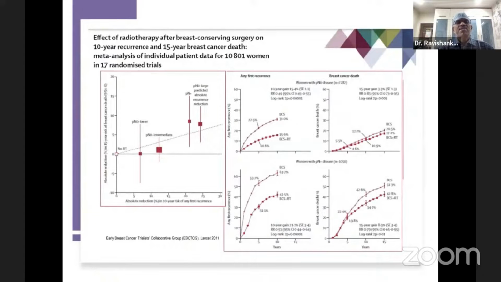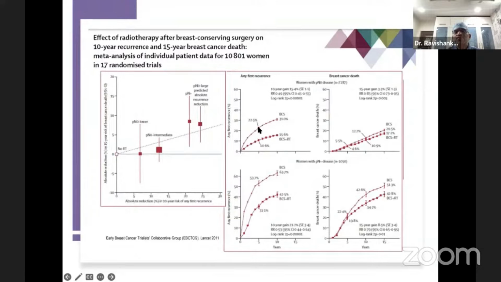So undoubtedly, the radiation has really improved outcomes in patients after breast conservative surgery. If you take any groups, the absolute reduction in 10-year risk of any first recurrence is absolutely better with patients who have received RT. These are the survival curves. You can see those who have undergone only BCS not doing well.